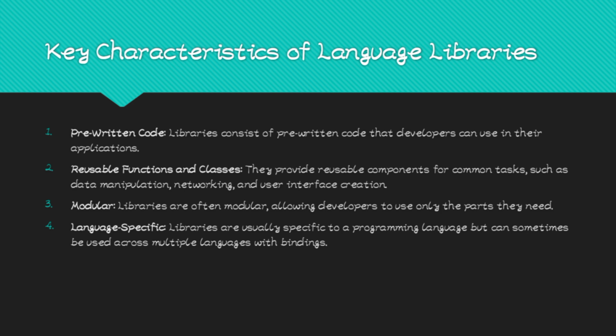So, key characteristics of language libraries. I had already talked of this one. They are already pre-written by a certain programmer. Language libraries consist of pre-written code that developers can use in their applications. They're already existing, and they are well tested. So why not use this pre-written code? They have reusable functions and classes. You can reuse the same language library or the same code in another program, since they are performing a specific task. So they have that reusability function.